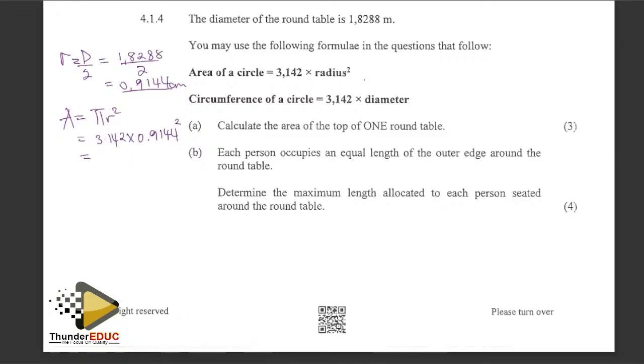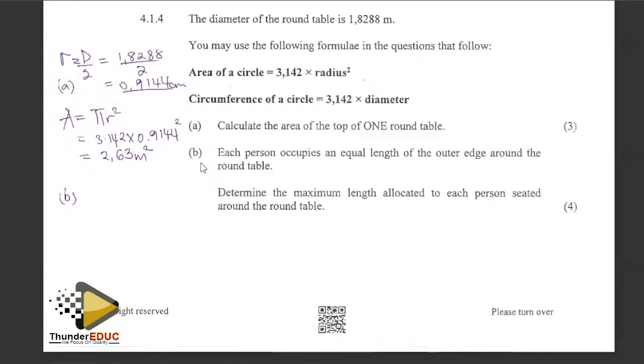3,142 times 0,9144 squared. You get the answer as 2,63. These are meters squared. Then that was part A.